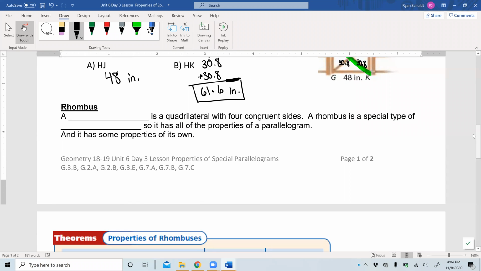Okay, then we have the rhombus. So that was it for rectangles. Then we have a rhombus. So a rhombus is a quadrilateral with 4 congruent sides. And it's another special type of parallelogram. So it's got all the same 5 properties of a parallelogram, plus some of its own. So on the back of the notes, we'll look at the ones that it has of its own.